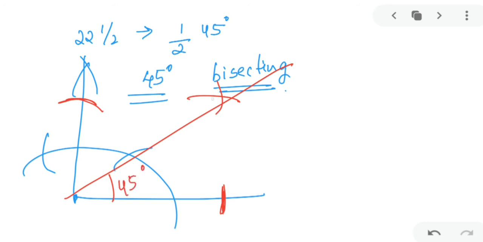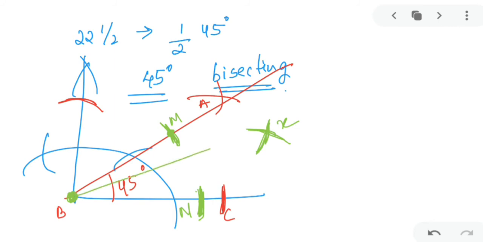Now I'll name this as A, B, C. And to bisect my 45 again, I'll take a green pen, and at point B, mark an arc here. Without changing the measurement, mark an arc here. Name these points M and N. On M, with the same measurement in the compass, mark an arc here. On N, with the same measurement, mark an arc here. Join B and name the intersection as X. Join BX, and angle XBC will be 22.5 degrees.